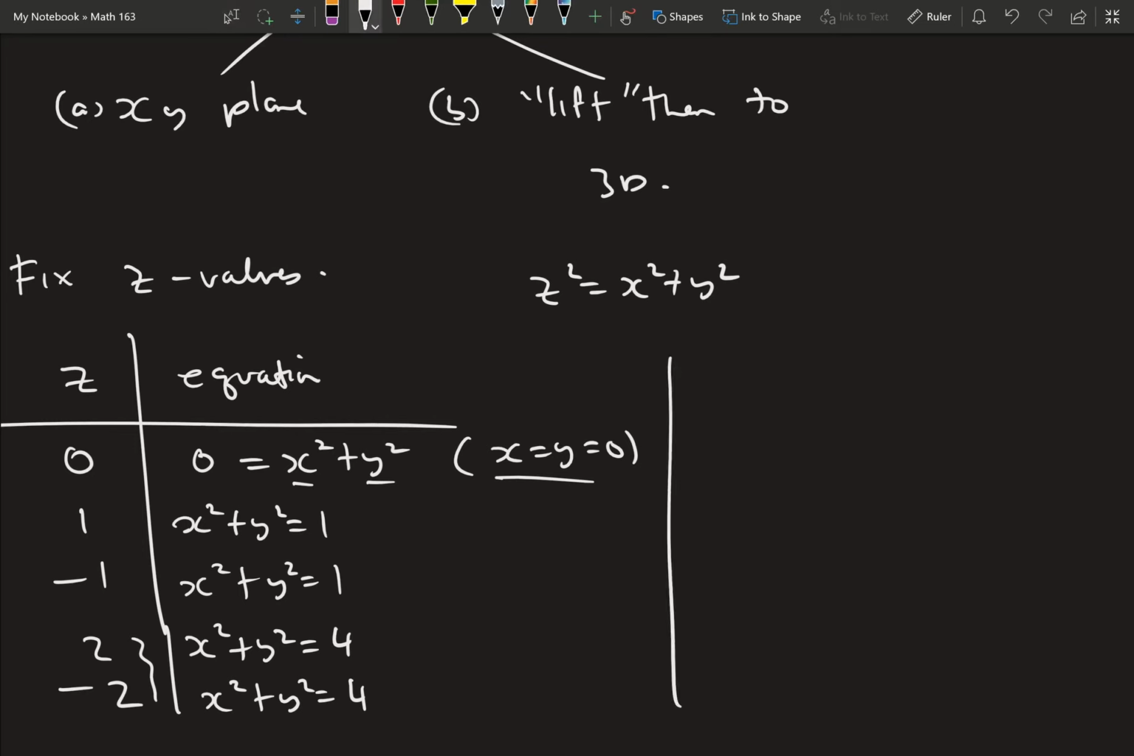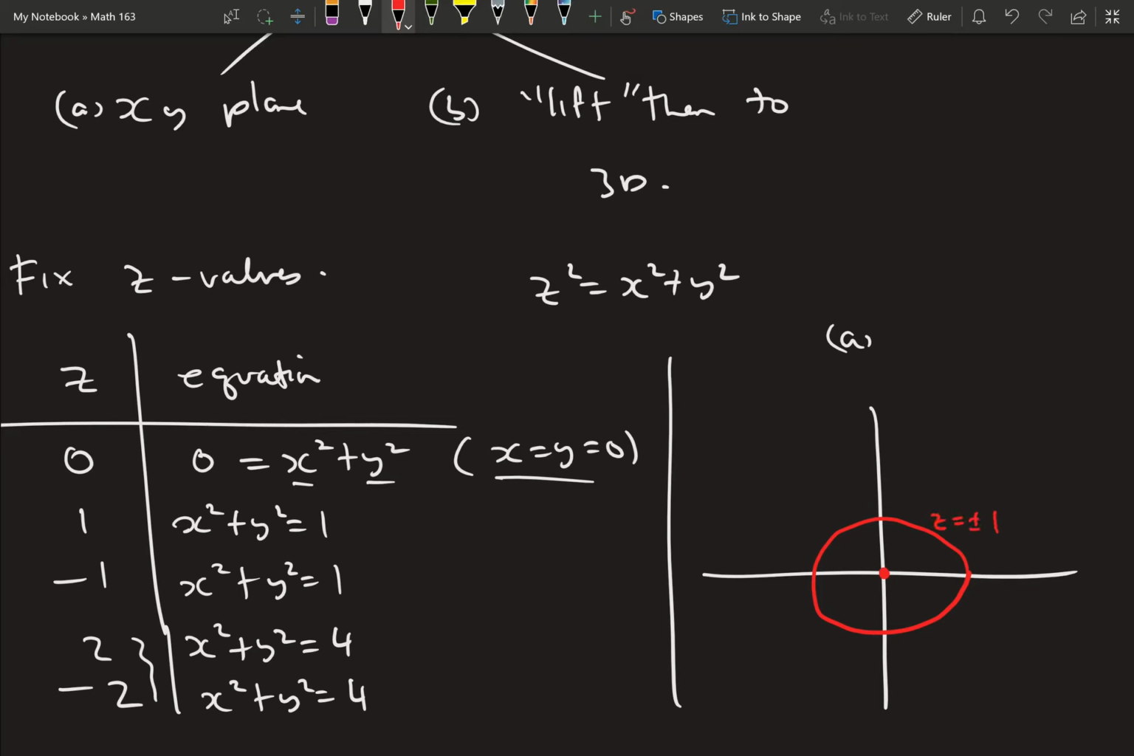Well, let's draw them again just in the xy plane for now. What do we have? Let me draw them in red here. We have the point 0, 0, 0, which is the trace curve when z equals 0. For z equals plus or minus 1, we have a circle of radius 1. And again, this is all happening just in the xy plane for the moment. Once we change the value of z, we get z equals plus or minus 2. We get a circle of radius 2, and that corresponds to plus and minus 2.